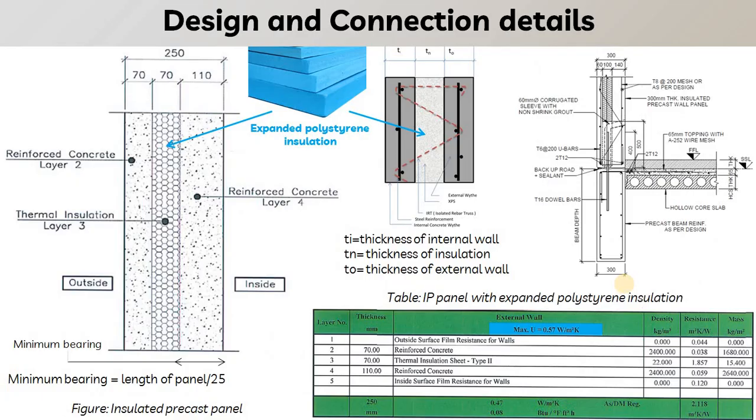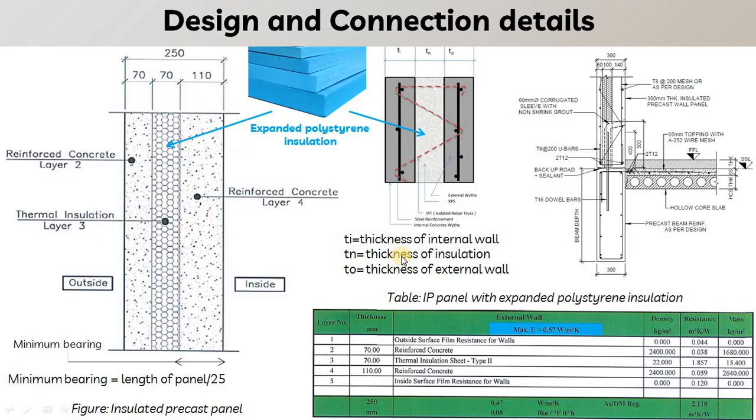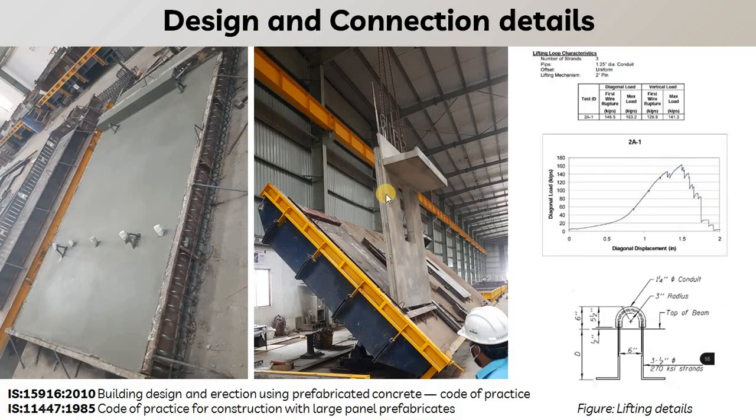So here we have seen this is the 150 mm thick solid panel, and now we will discuss the insulated panels. So what is the difference between a solid panel and an insulated panel? In a solid panel, it will be fully covered with concrete, so there will be no insulation in this particular panel.